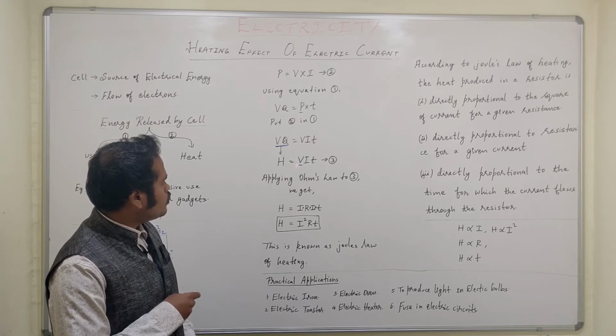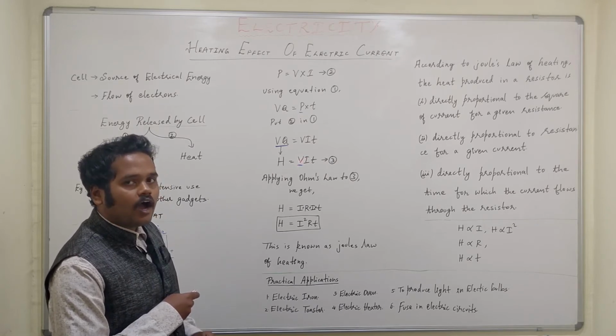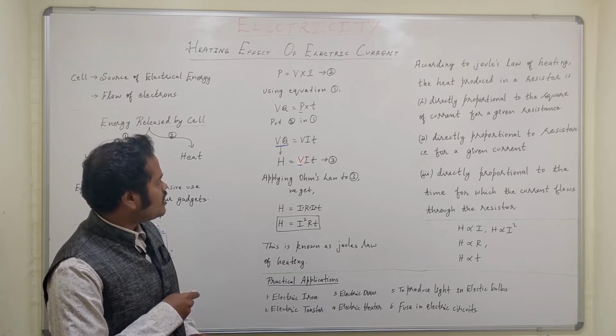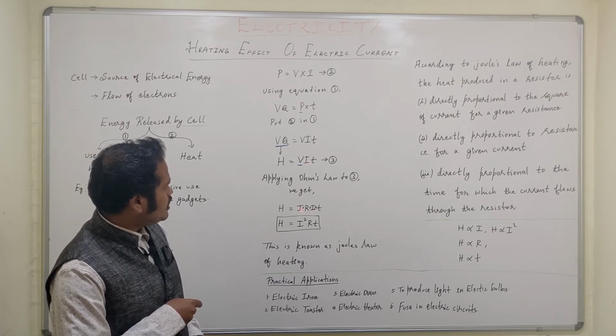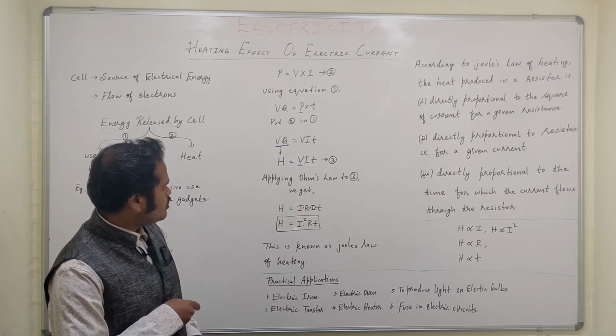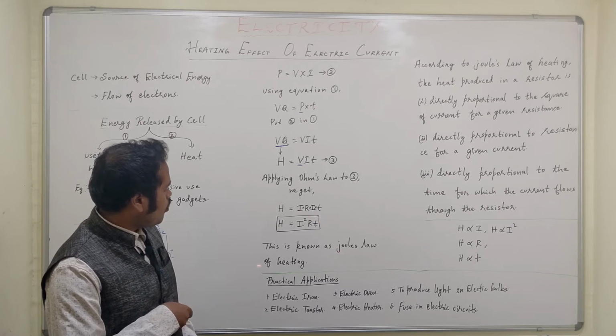Now we'll apply Ohm's law to this. According to Ohm's law, we know V is equal to I into R. So in place of V, we write I into R. So the V is replaced with I into R. So we have two I's, the one I here and the other I. I into I is I square. So H is equal to I square RT. So this formula is known as Joule's law of heating.